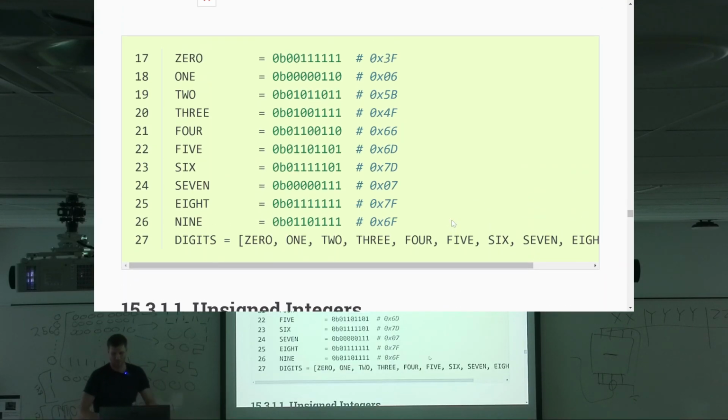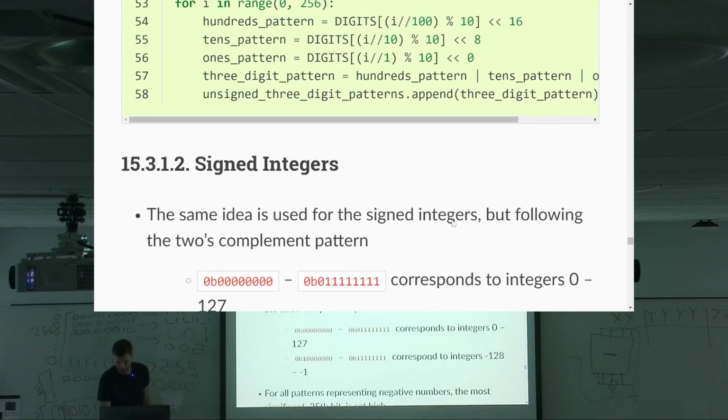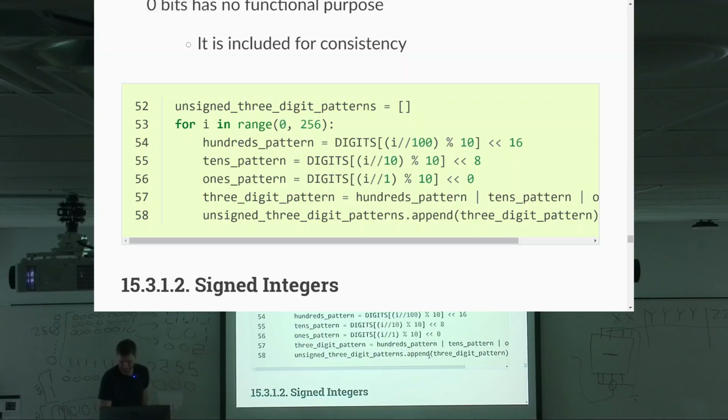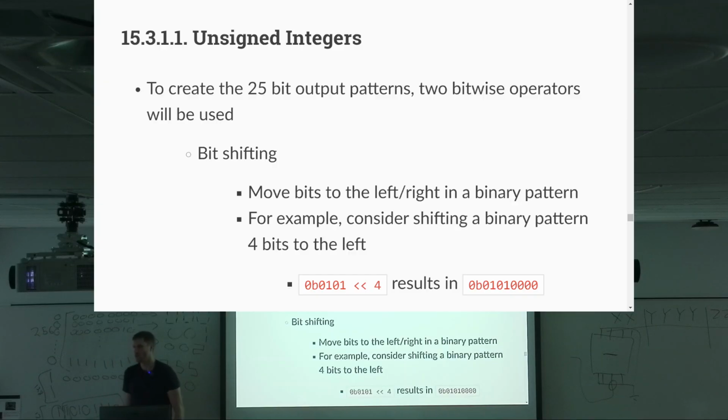So here, great. There are the digits. These are the bit patterns for each of the digits. Now that's great and all. I can generate the bit patterns for all the numbers 0 through 9, but I need 0 through 255. So how am I going to do it? Well, I got a nice clean way to do it. It looks like this. But before we jump to the code, let me explain the idea. So, to create the 25-bit output patterns, we're going to use two bitwise operators.